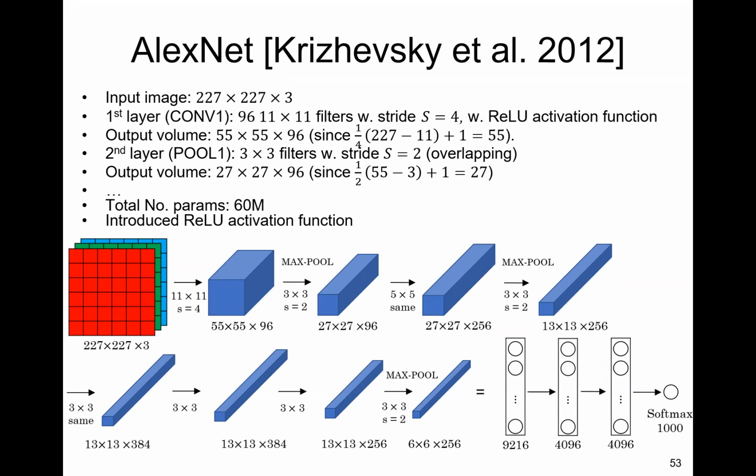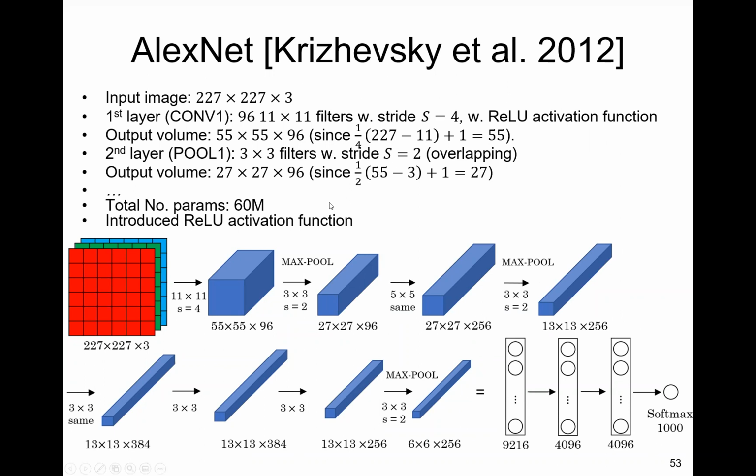So AlexNet was invented by Alex Krizhevsky and Geoffrey Hinton. The input image is larger and in color, 227 by 227 by 3, and the figure shows all the filter and activation map sizes. Finally, a softmax with 1,000 output probabilities, for the 1,000 classes in ImageNet. The number of parameters is 60 million, and it introduced the ReLU activation function.